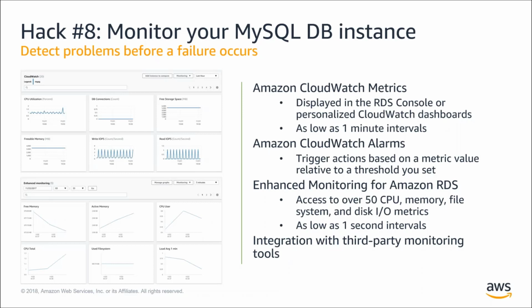Amazon CloudWatch alarms also allow you to trigger actions based on specific metric values. So you can have triggers, notifications if certain metrics exceed a certain level. So let's say CPU utilization is above 80%. And all of this is available through the standard AWS APIs and integration with third-party monitoring tools.